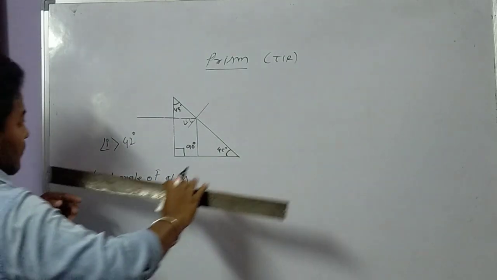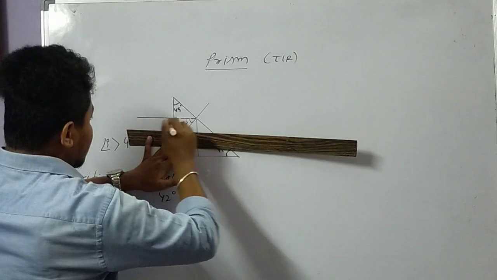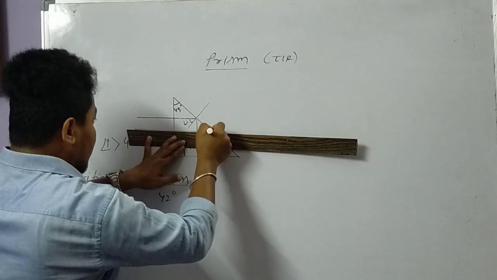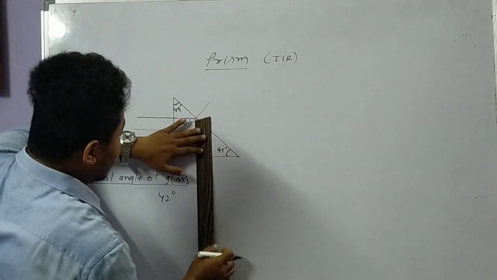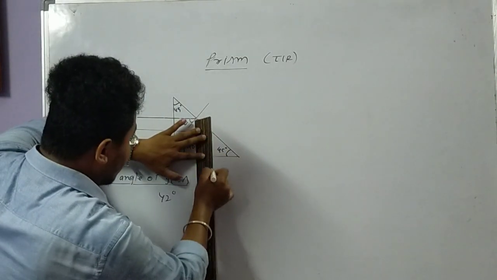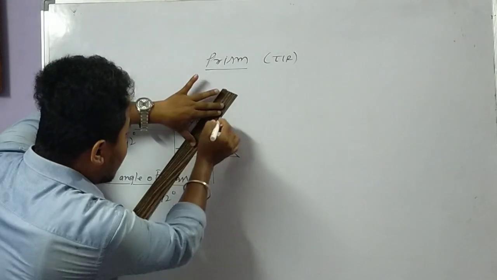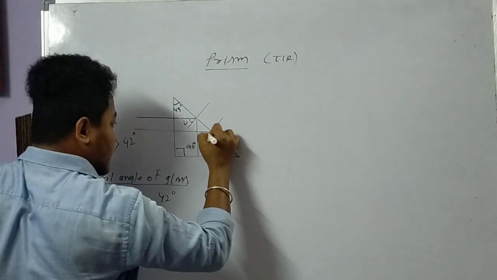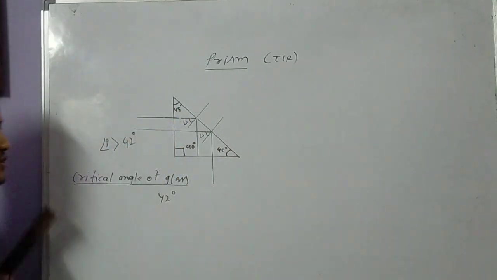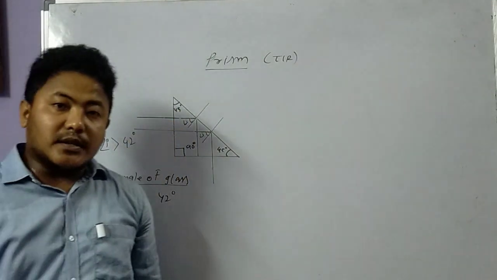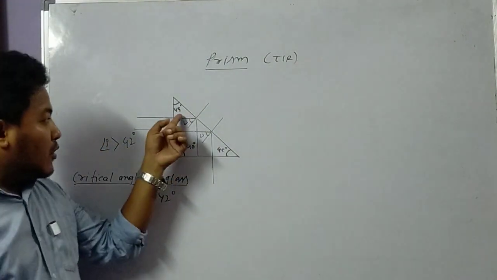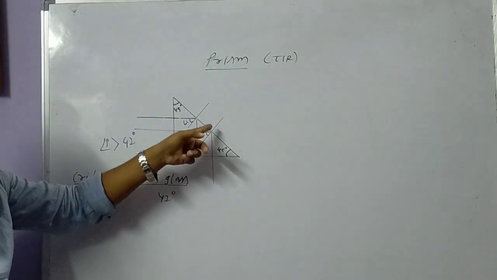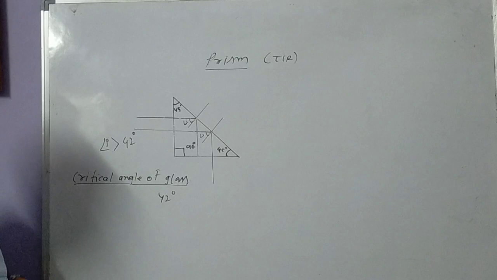If I consider one more ray, suppose I am taking one more ray like that, this will also bend this way as a result of total internal reflection. So this is your normal, and this is your angle of incidence. This angle of incidence will also be 45 degrees. Am I clear? So you know how it is 45 degrees. That is how total internal reflection takes place in the case of the prism.